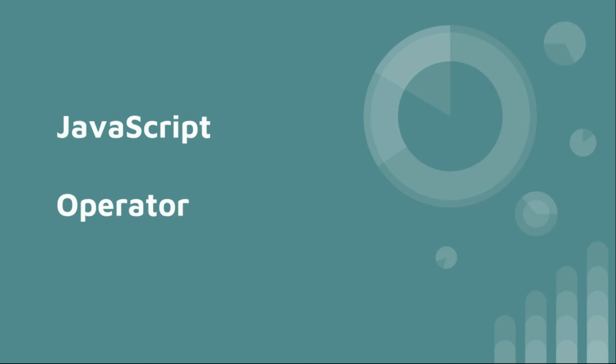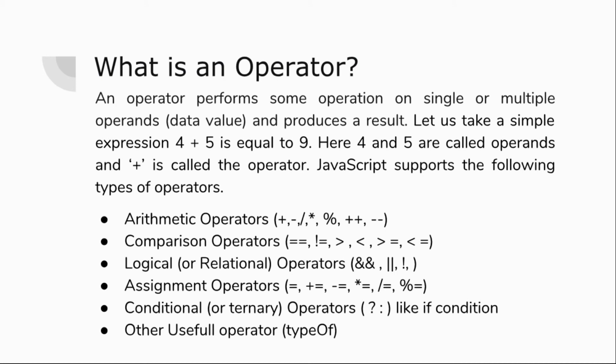In the last video I showed you the basic JavaScript operators. Now we learn more about JavaScript operators. Let's go back to the previous video and redefine operators. Operators perform some operation on single or multiple operands and produce a result. Take a single expression, 4 plus 5 is equal to 9. Here 4 and 5 are called operands and plus is called the operator.